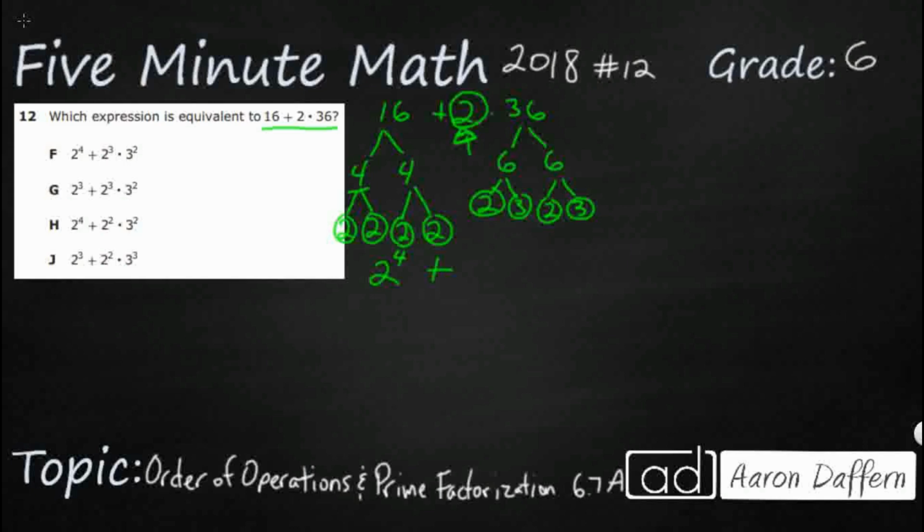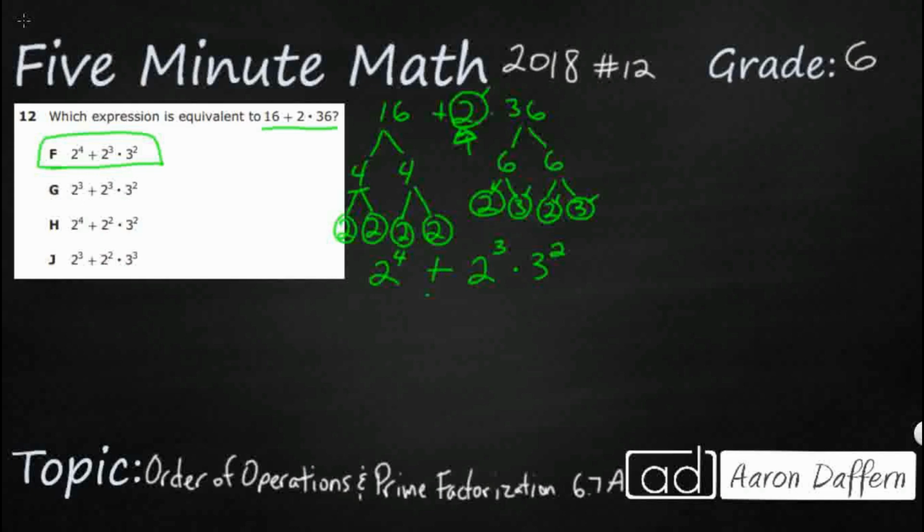So what we have is we have 2. Always put it in order. How many 2's do we have? We've got 1, 2, 3. So 2 to the 3rd. And then we multiply these factors. We've got 2 different 3's, one there, one there. So we're going to leave this plus there because that needs to stay right where it is. So 2 to the 4th plus 2 to the 3rd times 3 squared, or 3 to the 2nd. So it looks like F is going to be our answer.